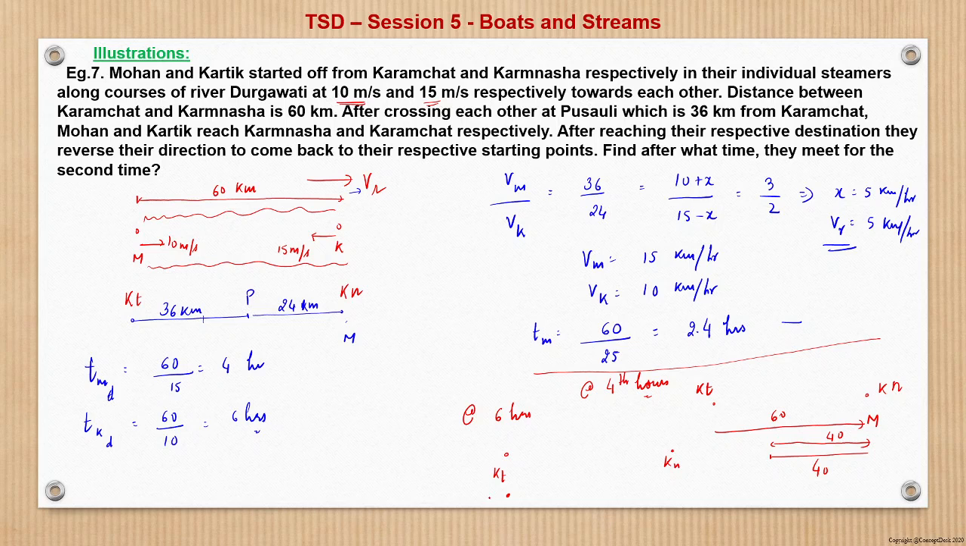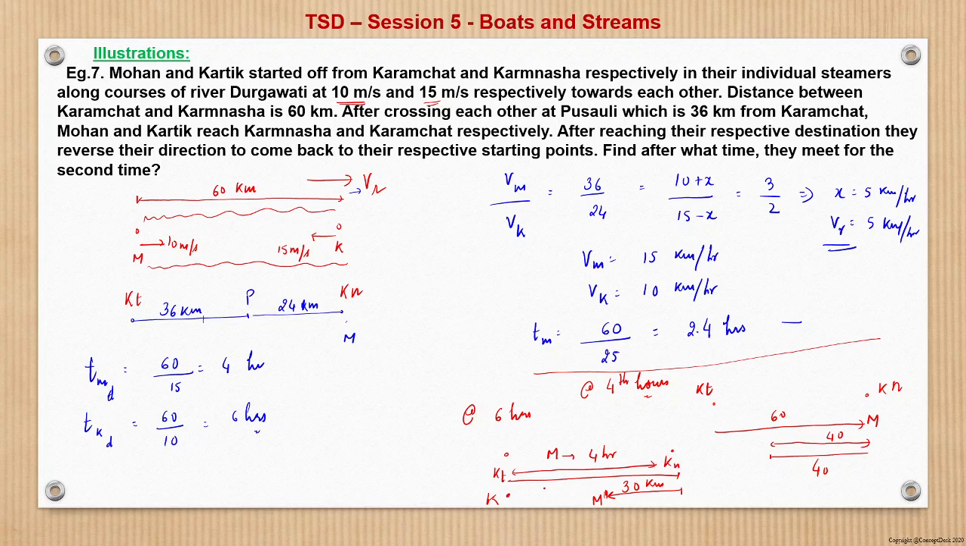So here is Karthik, and by 6 hours, Mohan would have covered 15 times 6, which is 90. So that means from here to here 60, and then another 30, right? So here would be Mohan and here is Karthik. So basically this is 30 kilometer, right? In 4 hours, Mohan will reach here, Karmnasha. Then another 2 hours he will reach the midpoint, which is 30 kilometer.